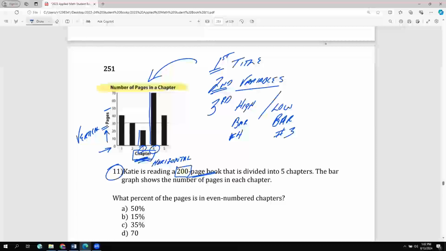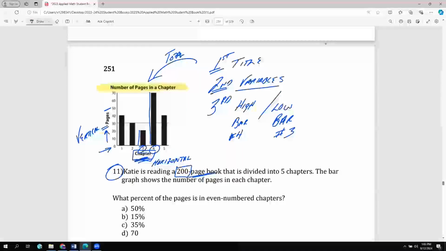Can you look at the graph? If I asked you, what is the total number of pages in that book, could you have figured it out? How would you have done that? Take a look at the graph and see if you can come up with a way of figuring out the total number of pages.